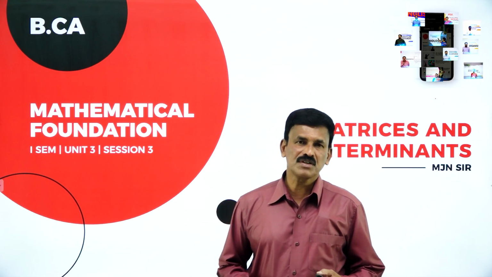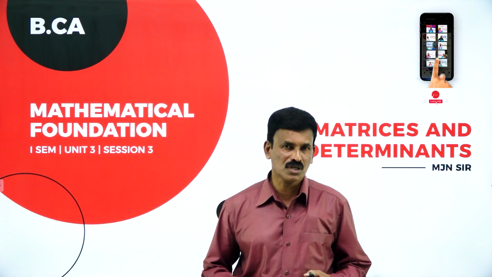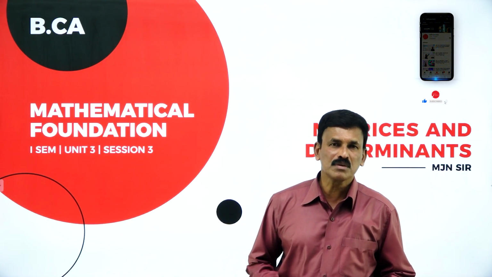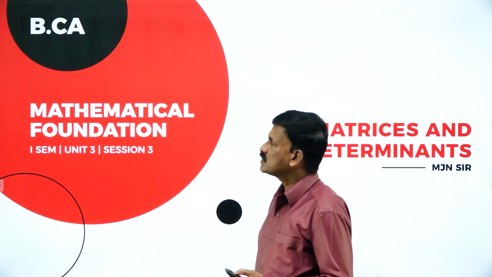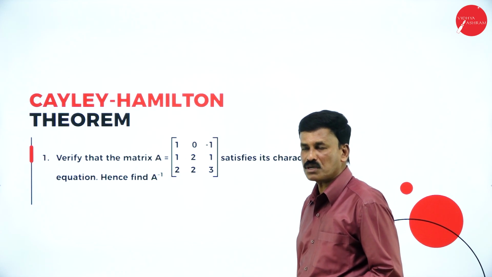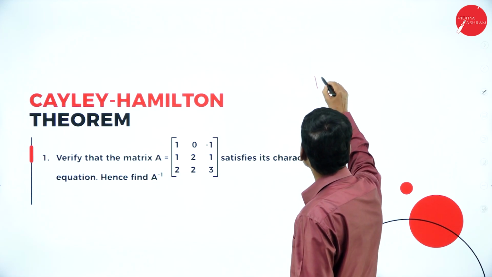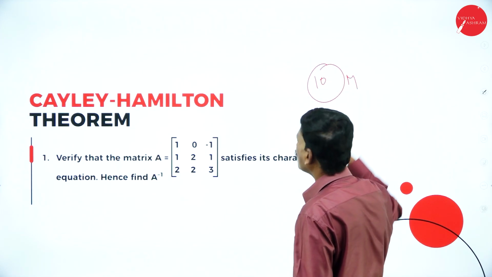So in the previous class, we discussed a problem for 2 rows, 2 columns. In this session, I am going to take problems based on 3 rows and 3 columns. Straight away, let us move to the first problem. This is a very important problem for 10 marks. You may expect this type of question for 10 marks.